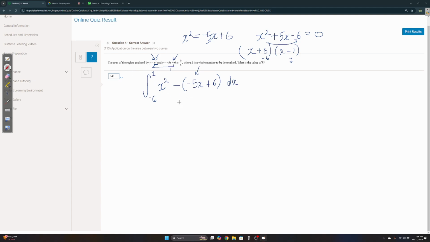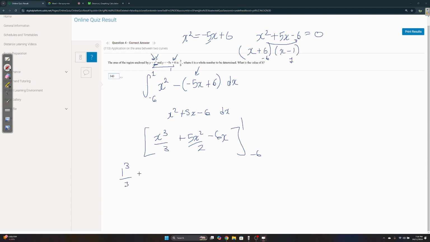Okay, so let's integrate this now. I will distribute the minus. It's going to be x squared plus 5x minus 6 dx. Integrate is going to be x cubed over 3 plus 5x squared over 2. I'm going to go fast a bit with integration because I don't want to waste time. You should know how to integrate from minus 6 and 1. Now, put your bounds.